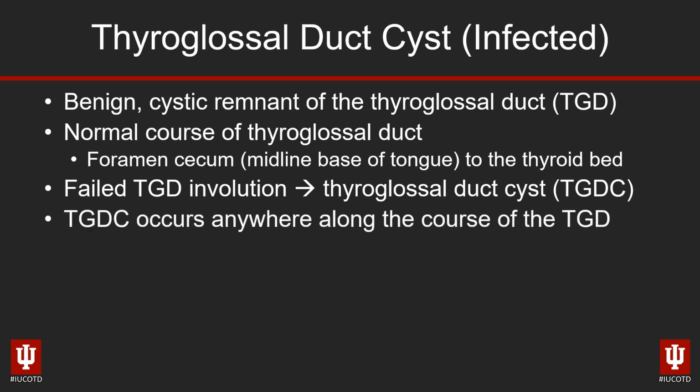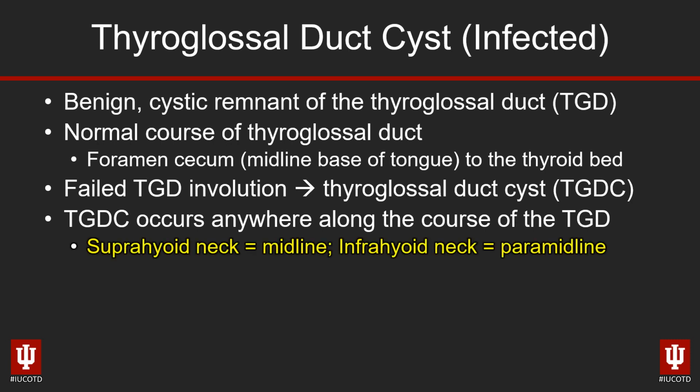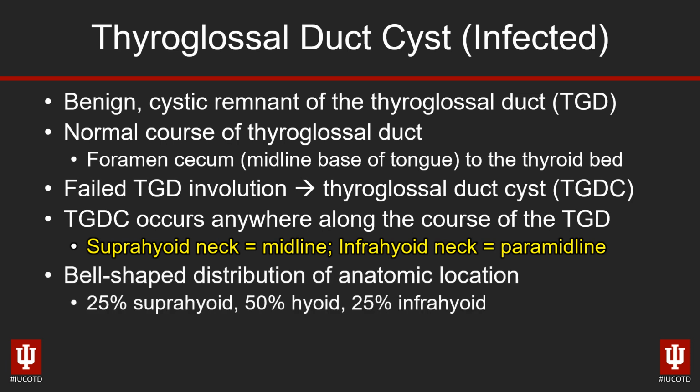And those can occur anywhere along the course of the thyroglossal duct. So in the suprahyoid neck, these are found in the midline, and below the level of the hyoid, they're found paramidline. They'll sort of fan out either to the left or to the right of midline as you go further south below the hyoid bone. And interestingly, there's a bell-shaped distribution to where we find these. About a fourth of the time, we'll find them above the hyoid. Half the time, we find them at the level of the hyoid, and then the other fourth of the time, we'll find them below the hyoid.